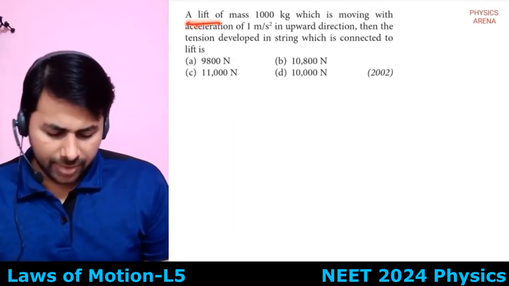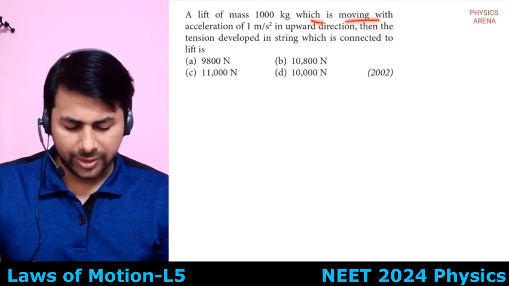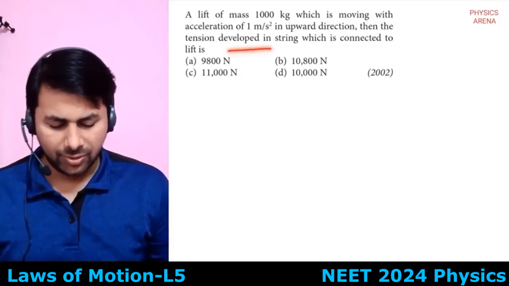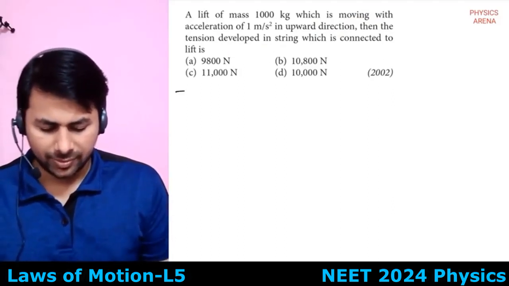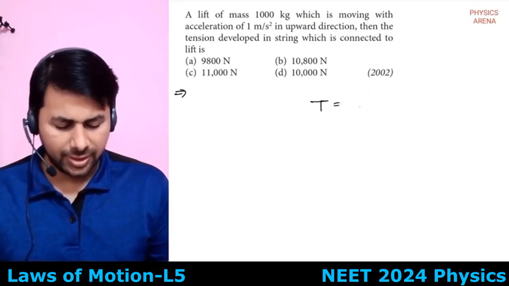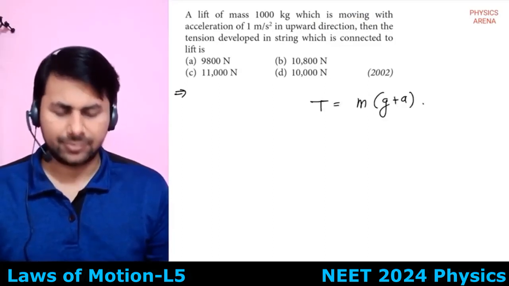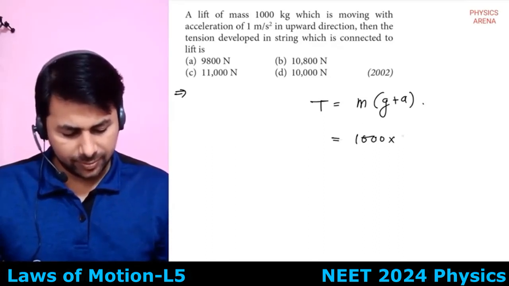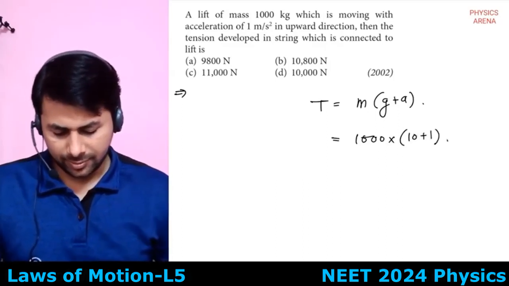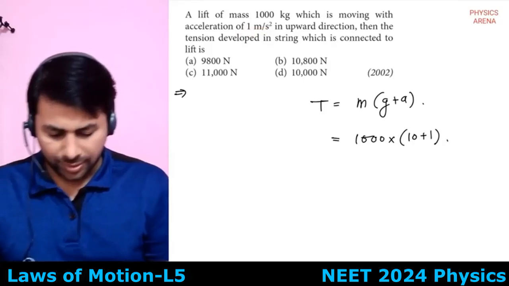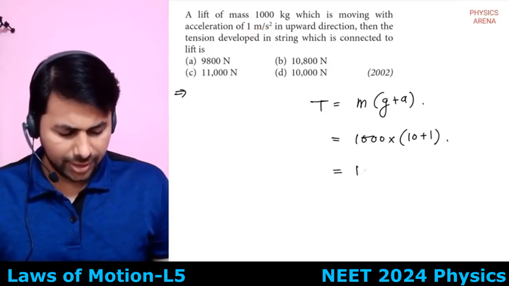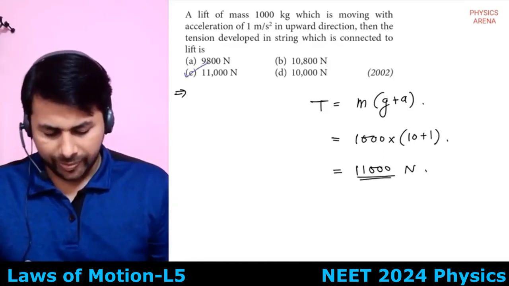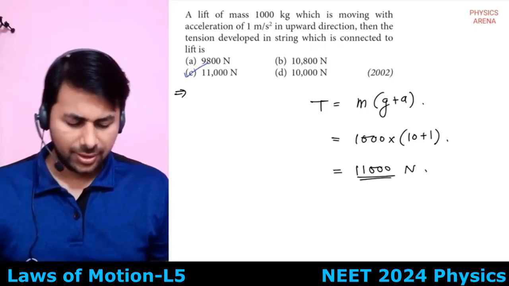So next, a lift of mass 1000 kg is moving with an acceleration of 1 meter per second square in the upwards direction. Then the tension developed in the string which is connected to the lift is? So simple, T is equal to M multiplied by (g + a). So this is 1000 multiplied by (10 + 1), right? Acceleration is 1. So the answer is 11 multiplied by 1000, 11,000 you can say. Okay. Option C, right?